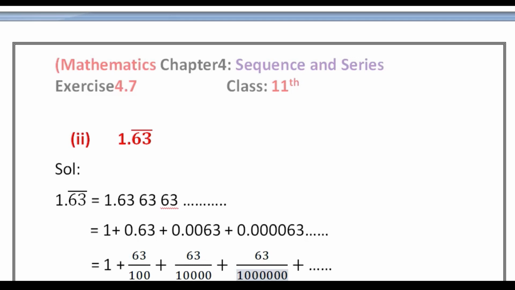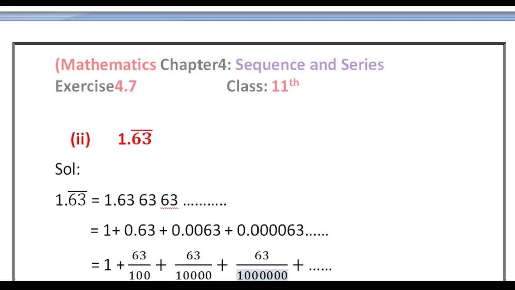In this lecture I will solve exercise number 4.7, question number 7, part number 2, that is 1.63 repeating. So 1.63 bar can also be written in the form of 1.63, 63, 63, and so on. Two digits repeat after the decimal point.